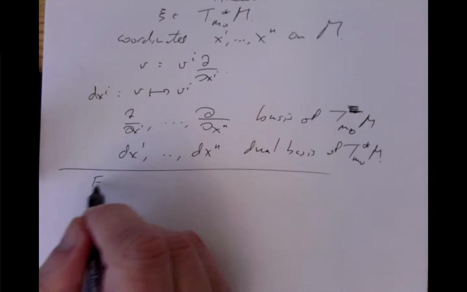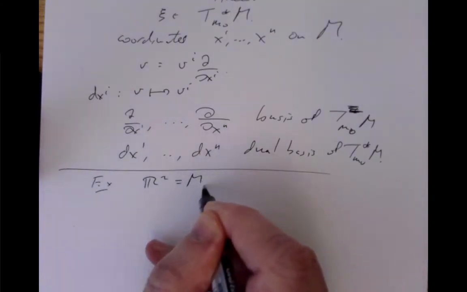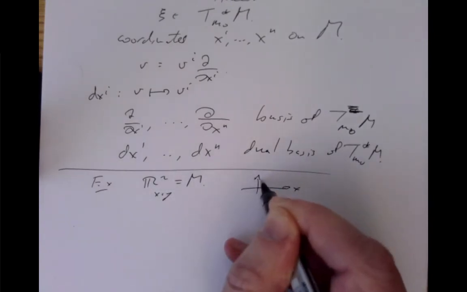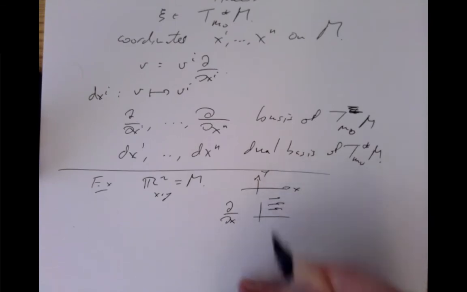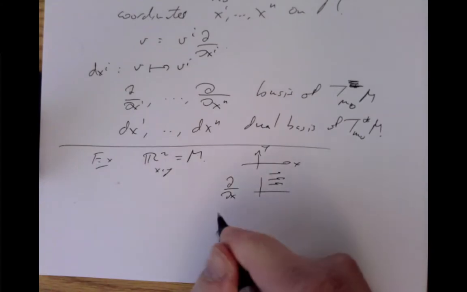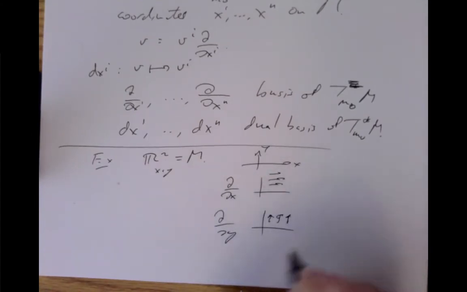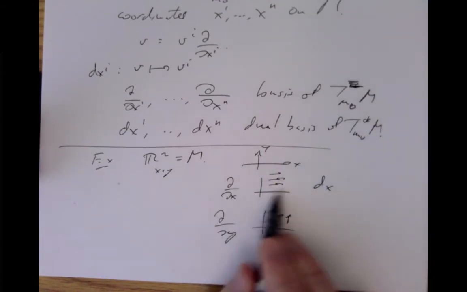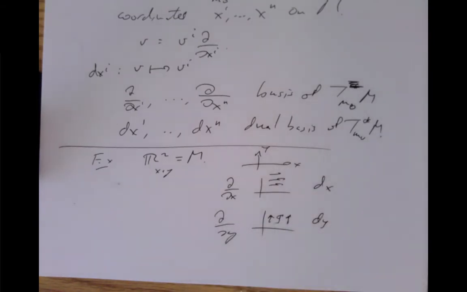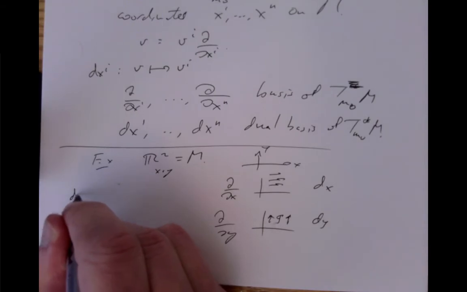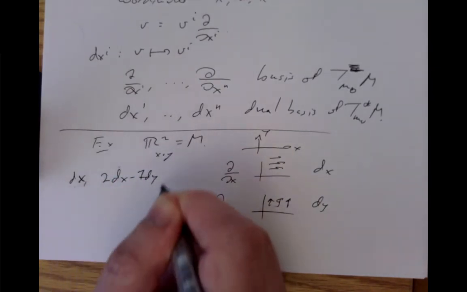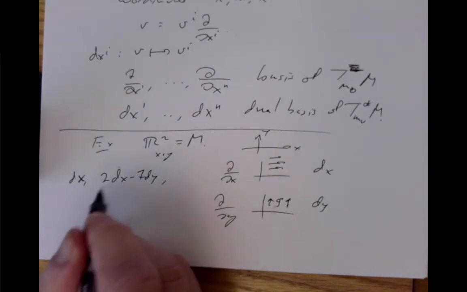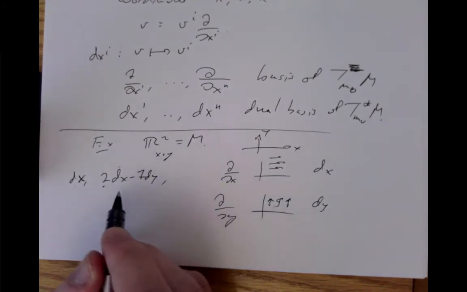Simple example, just the plane. That's our manifold with coordinates, say, x and y, the x and y axes as usual on the plane. Then we have vector fields ∂/∂x, which looks like motion in the x direction, and ∂/∂y, which moves us up vertically. Therefore, there must be a dx, which gives you 1 on the first vector field and 0 on the second, and a dy going the other way around. Some examples of covectors: dx is a covector, 2dx minus 7dy is a covector, and so on. They look like some constant in front of the dx and some constant in front of the dy at each point.